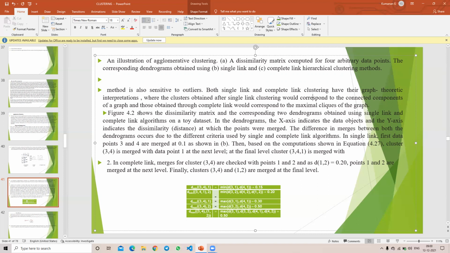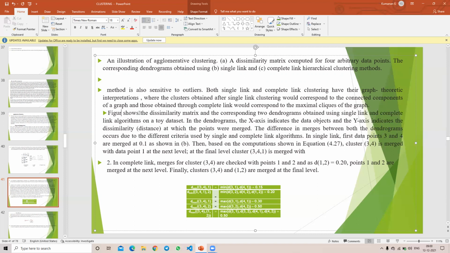In this figure, we see the dissimilarity matrix from the earlier slide: the dissimilarity matrix, single link, and complete link. This shows the dissimilarity matrix and the corresponding two dendrograms obtained using single link and complete link algorithms on a toy dataset. In the dendrograms, the x-axis indicates the data objects and the y-axis indicates the dissimilarity at which the points were merged.